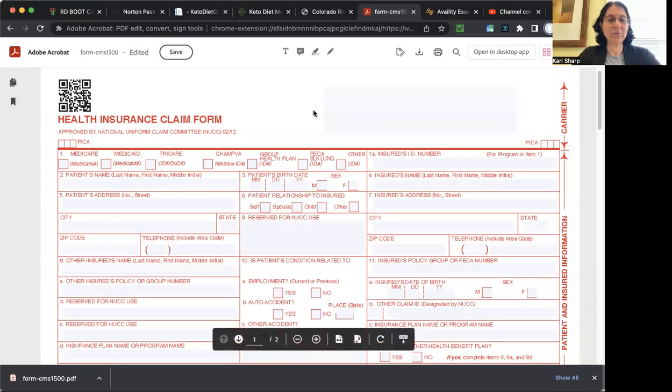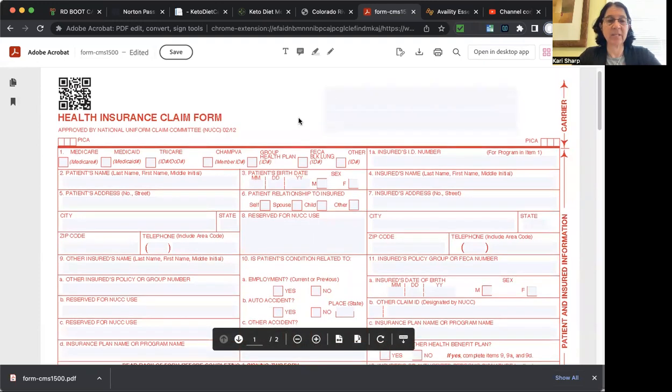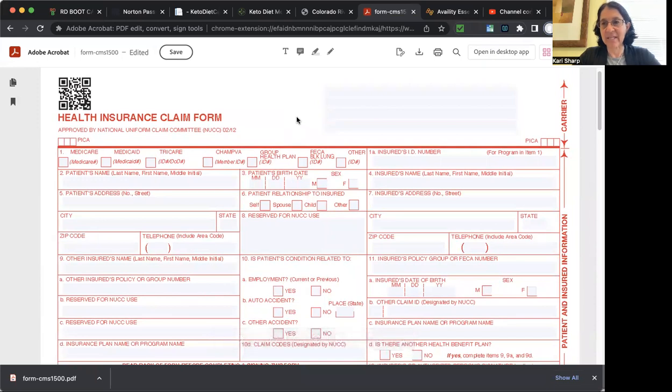I'm here to walk you through coding and billing using a CMS 1500 form. That's one of the standard forms that we use for billing insurance companies. CMS is Centers for Medicare and Medicaid Services. They are our standard in insurance billing.